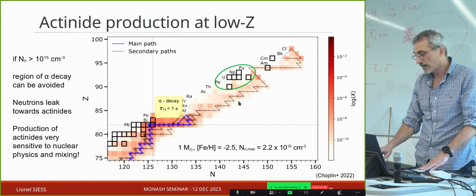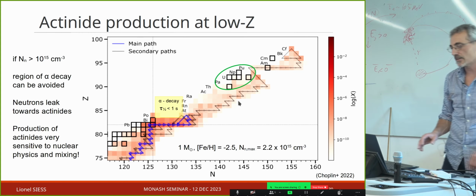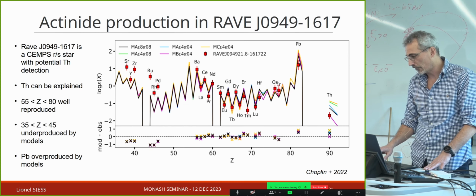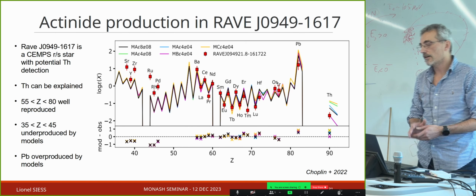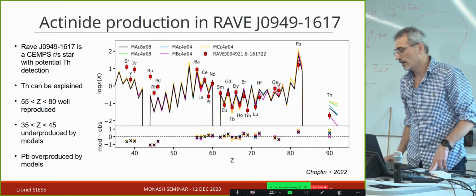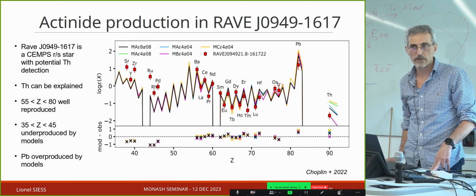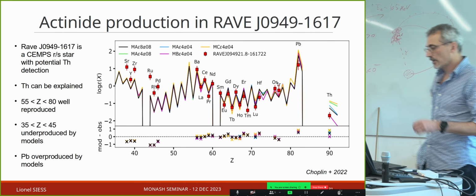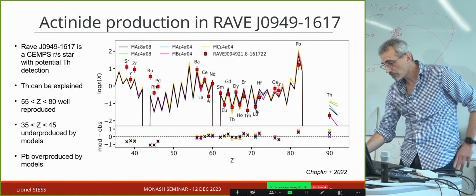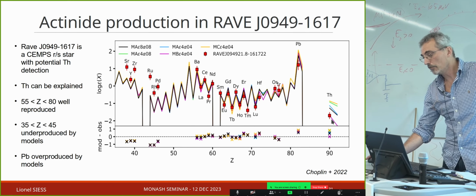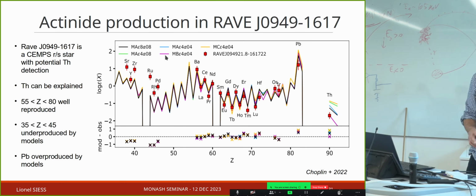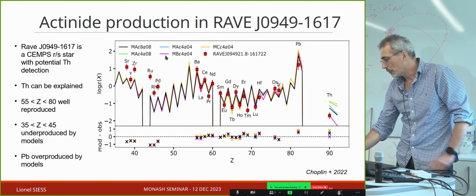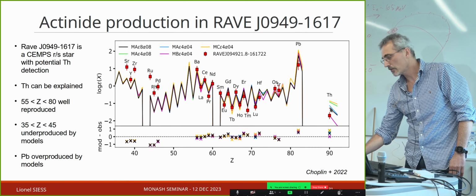But the thing is that producing actinides depends very, very much on the nuclear physics as well as on the mixing processes. So there is only one CEMP-r/s star which has some detected thorium in it. So we said, well, let's have a try and see if one of our models can reproduce the abundances. So this is what is shown here. And this is thorium. We see the different lines correspond to different nuclear input models, basically different (n,gamma) rates. And we see that we can reproduce some thorium.